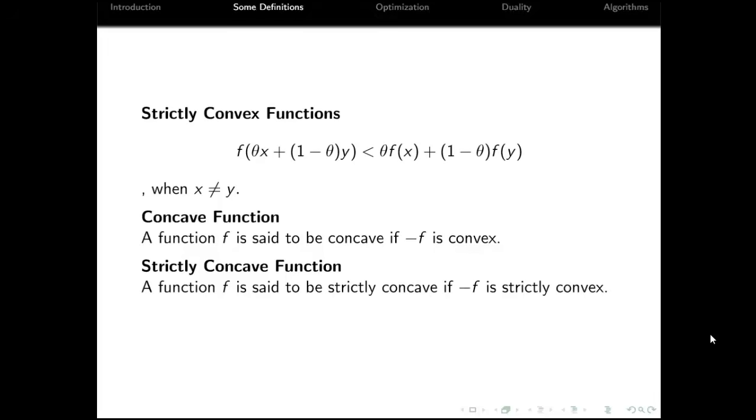And now let us define what a concave function is. A function f is said to be concave if minus f is convex. And then similarly we define a strictly concave function. A function f is said to be a strictly concave function if minus f is strictly convex.